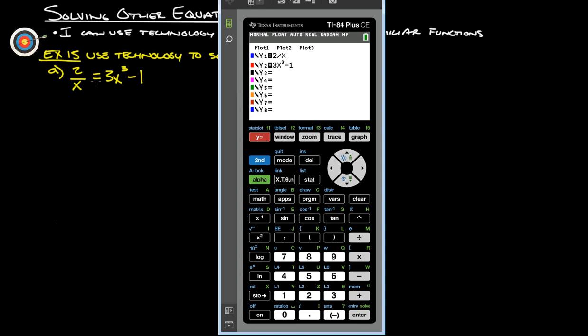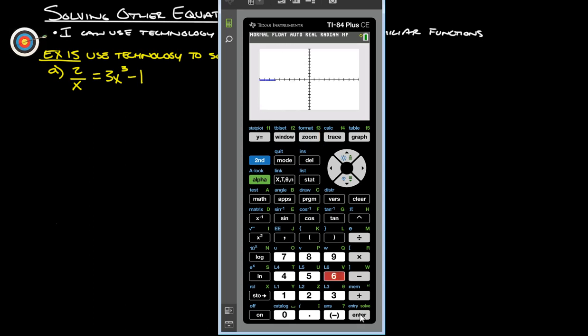So we're going to push y equals, and then in one of these, like say in the y1, we're going to put what's on the left side. So we got 2 over x, and on the other side, we got 3x cubed minus 1. We're going to put those two equations in, and then we want to do zoom, and we want to do 6, which is zoom standard.